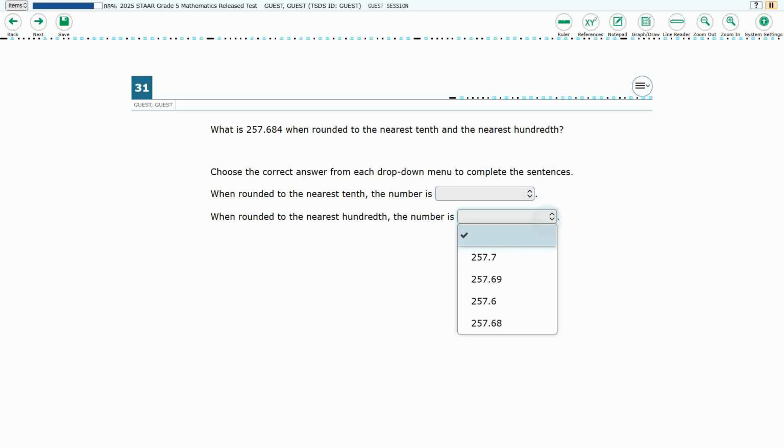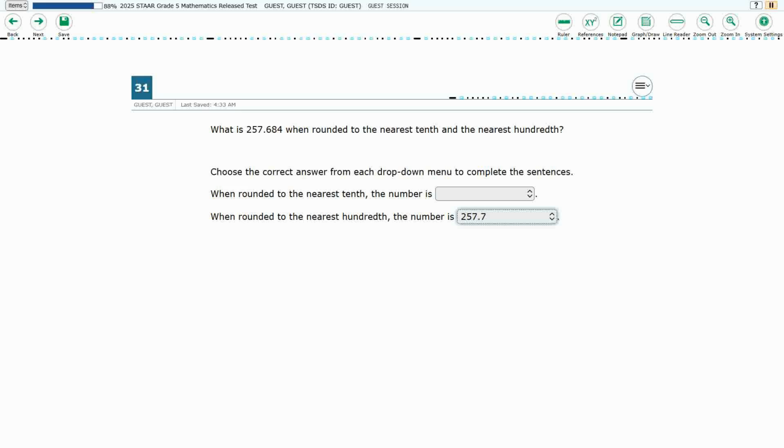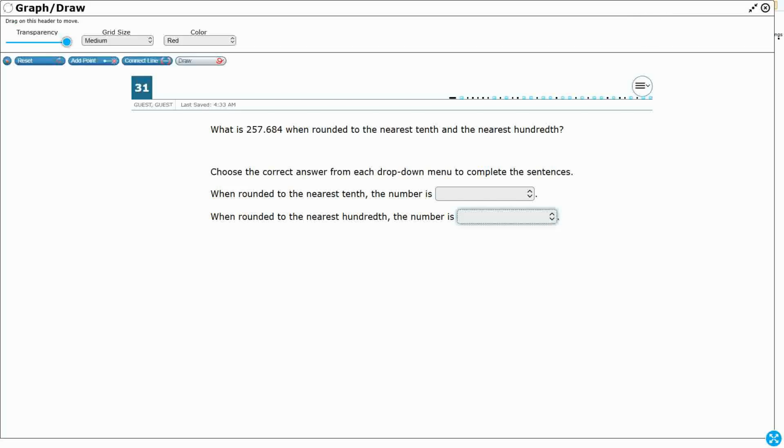So we've got the same four answer choices for each of these blanks. It is worth 2 points. You have to have an answer in both. If I just randomly select one and try to move on, it is going to give me an error message. So let's take a look at this number. I'm going to rewrite it a little bit larger so I can get a place value chart here.